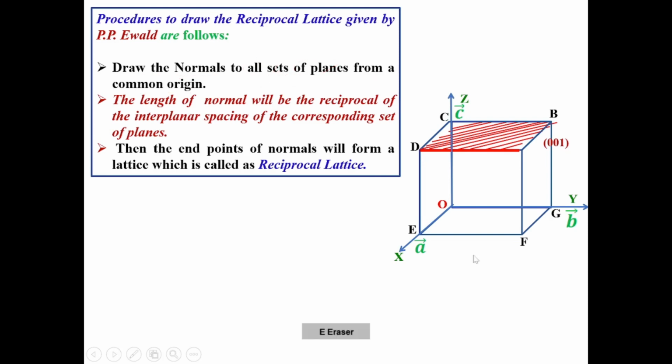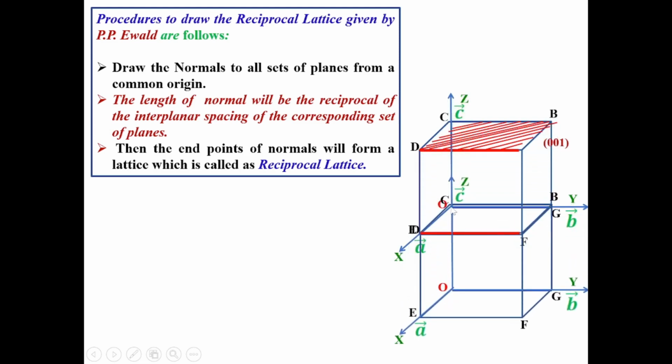Here you can see this is the cube, and if this is your origin, then this plane will be called the 0 0 1 plane, or the Miller indices of this plane are 0 0 1. Now if I shift the origin from here to here, then this plane will also be called the 0 0 1 plane. Here these two planes are called your set of planes. Now we are going to consider another set of planes.